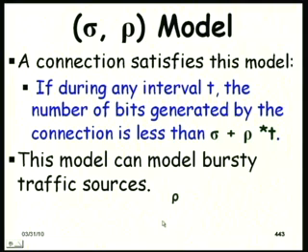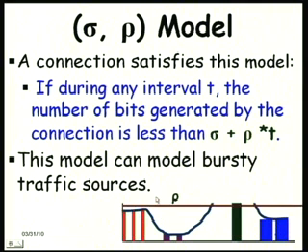So, this we had already seen; I had drawn this just to help you understand what we mean by sigma and rho. Rho is the average traffic rate. So, the number of packets per t time units will be rho into t, and the burst size is given by sigma.